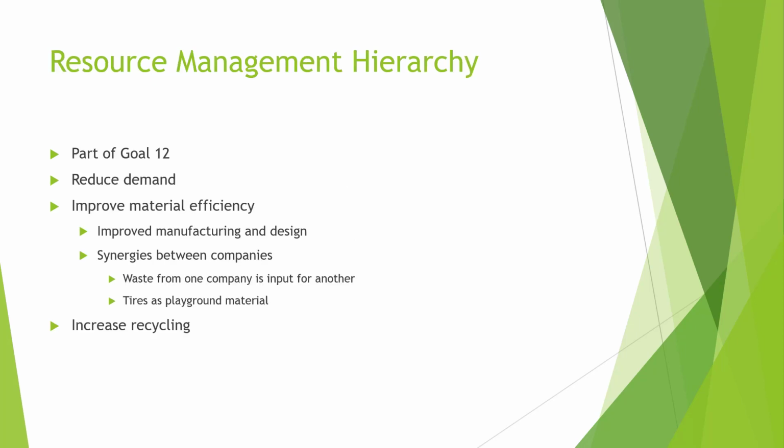So the resource management hierarchy, it's part of goal 12. One, we want to reduce the demand. So that's a cultural thing. We want to reduce the demand for everything we need. We want to improve material efficiency. So when we do use these materials and the demand is there, we increase our efficiency of industry and design. So how is it made? Can we make it with less? Can we make it with a different material?